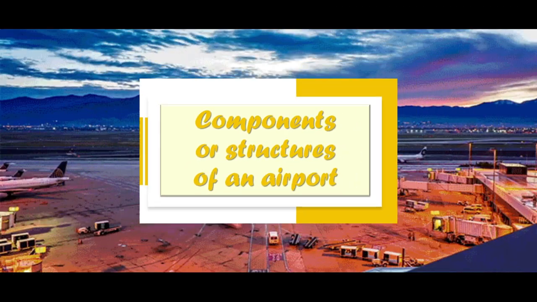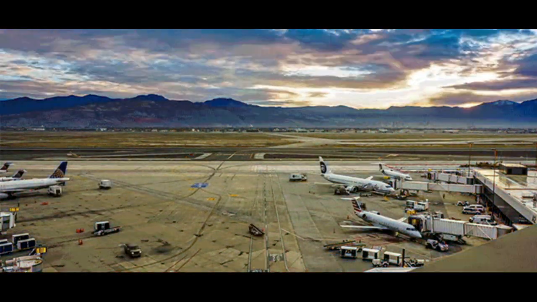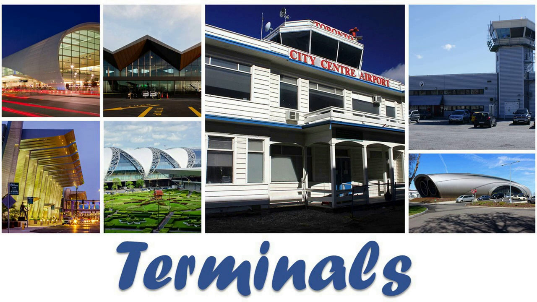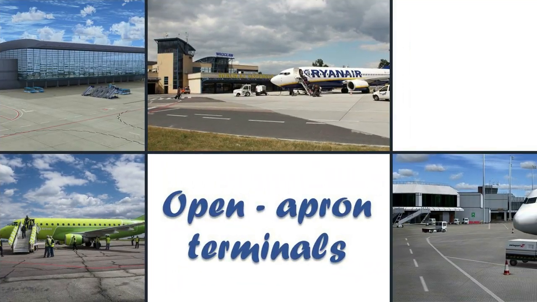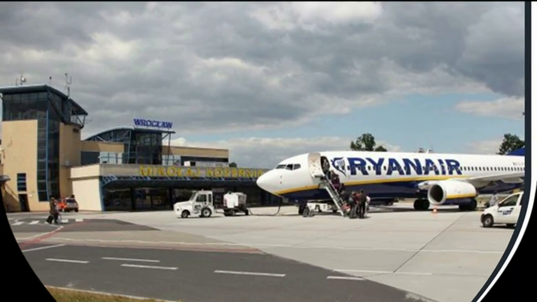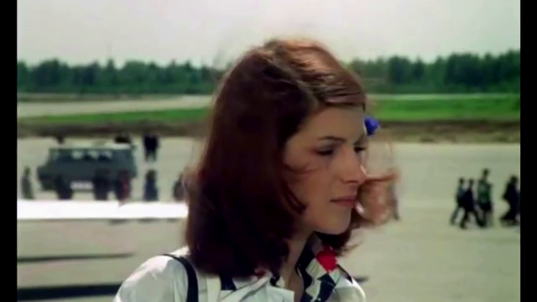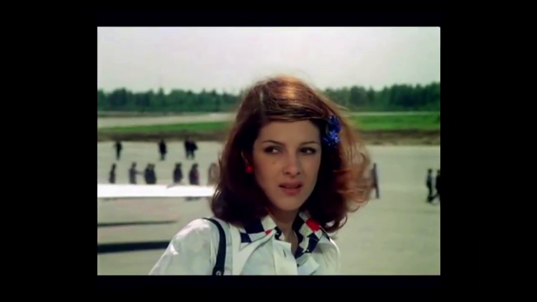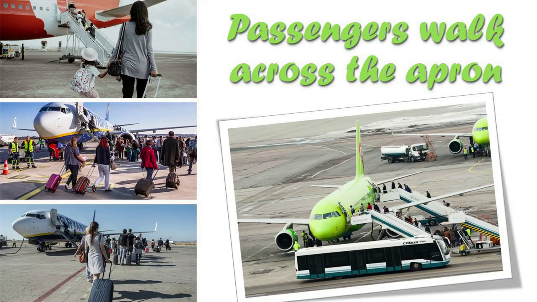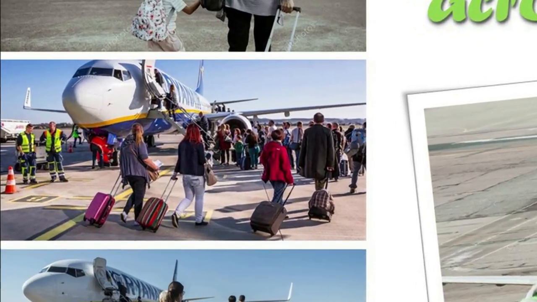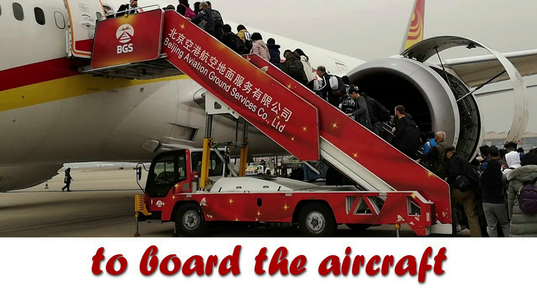Components or structures of an airport. Terminals. Open apron terminals are the simplest design for passenger terminals. Passengers walk across the apron to board the aircraft.